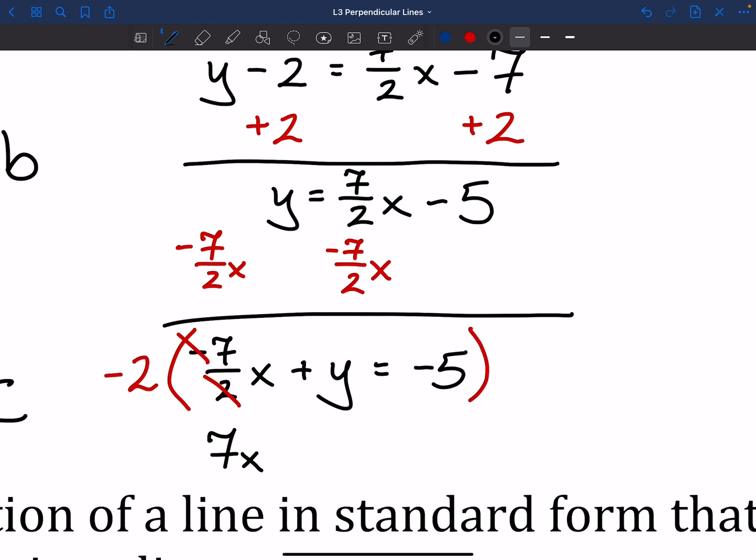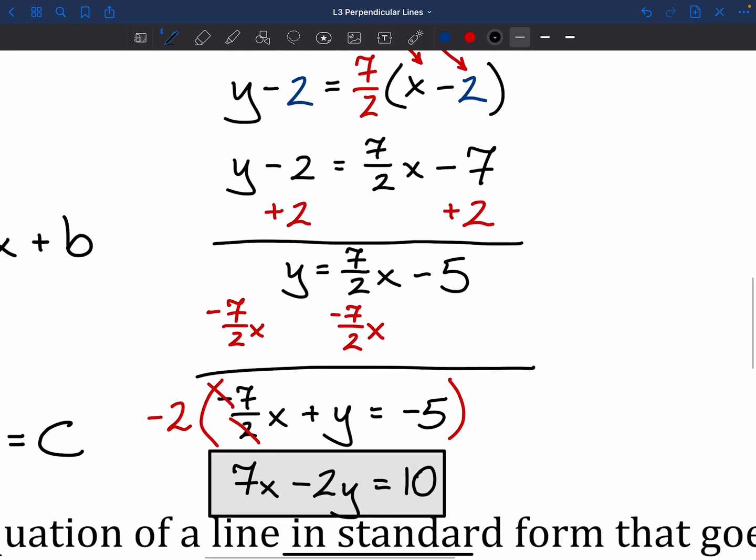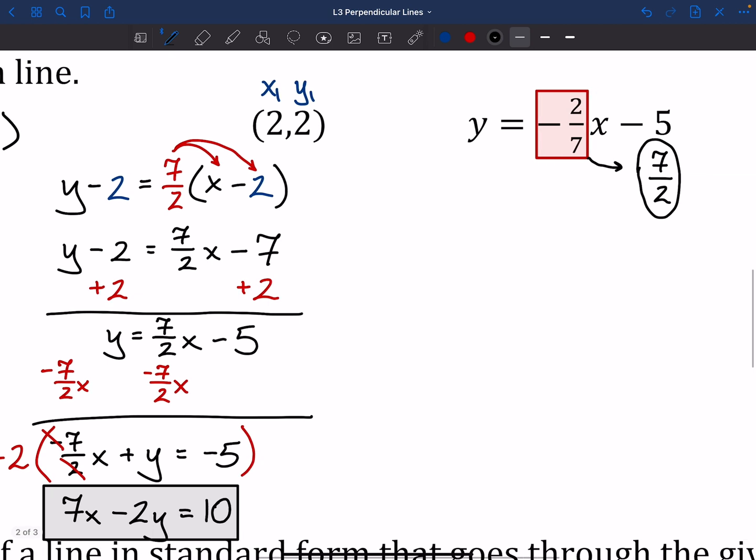That looks much better. We do need to multiply that -2 into the rest of this, though. So -2 times y is just -2y, and -2 times -5 is +10. All right, so when we get down to the end of that, this is where we want to end up. Right? So again, try out the next one.